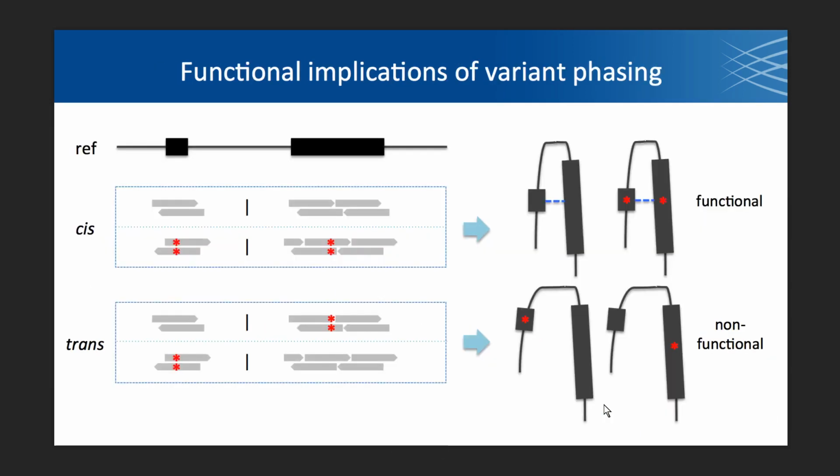So functional implications on the short scale: having the phasing information could turn two separate haplotypes with missense mutations potentially into one normal haplotype and one haplotype with a loss of function, which turns to a stop codon. But you could also have functional implications that are much longer range.